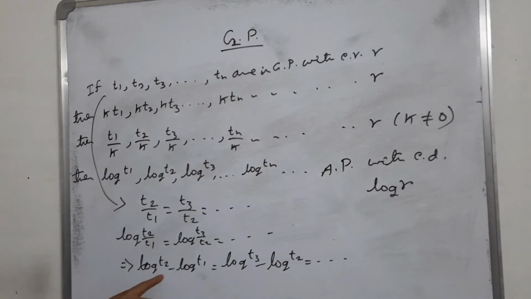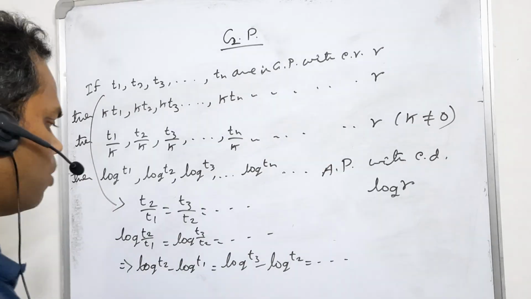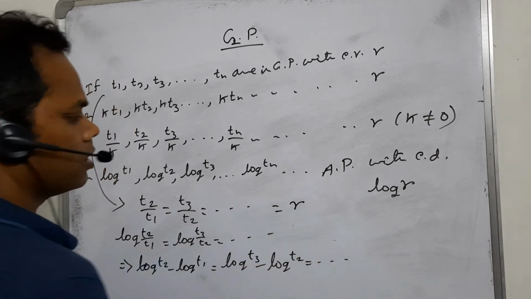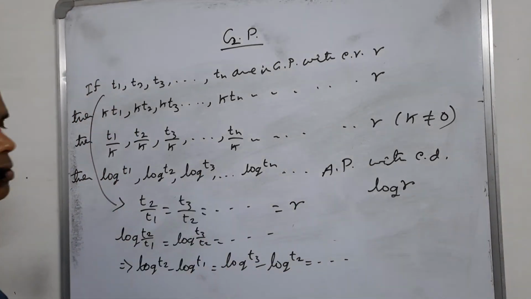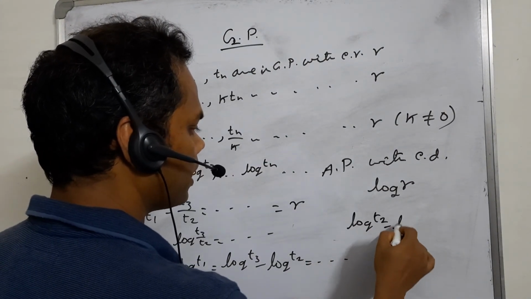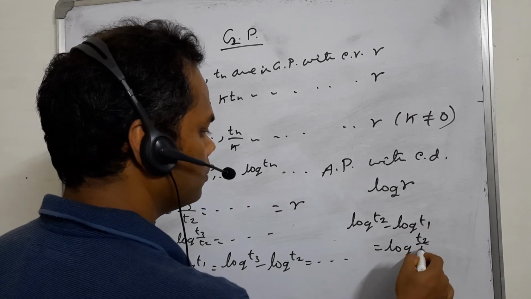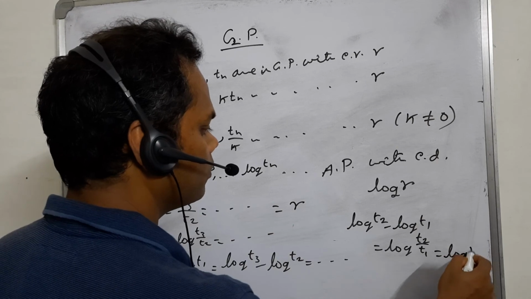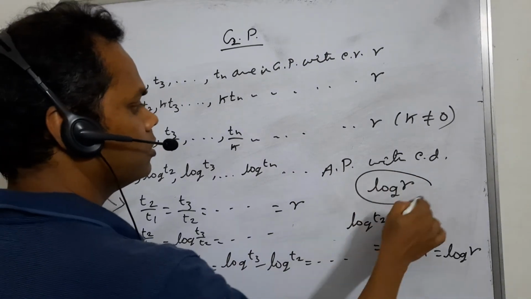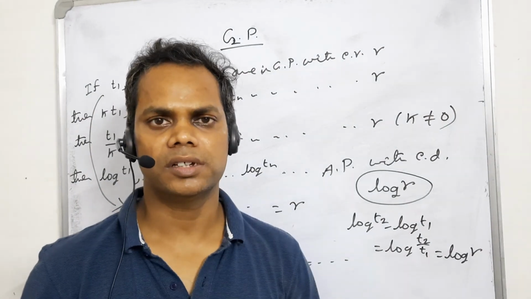Now see that second term minus first term equals third term minus second term. This is in AP, and the common difference is here T2 by T1, T3 by T2 equals r. So log T2 minus log T1 equals log T2 by T1, that means log of r. So they are in AP with common difference log r. In the next video on this topic we discuss sums on it.